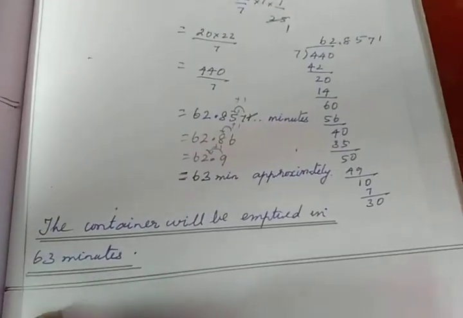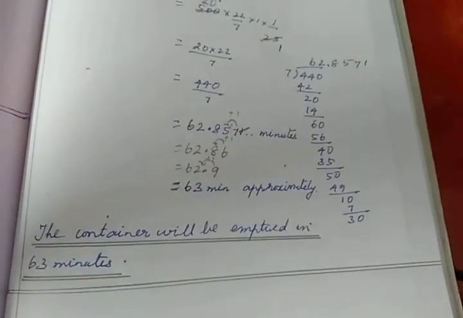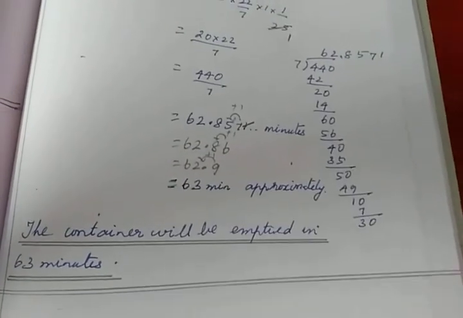So after completing the question, underline the solution. With this, sum number 4 in exercise number 7.2 is completed.